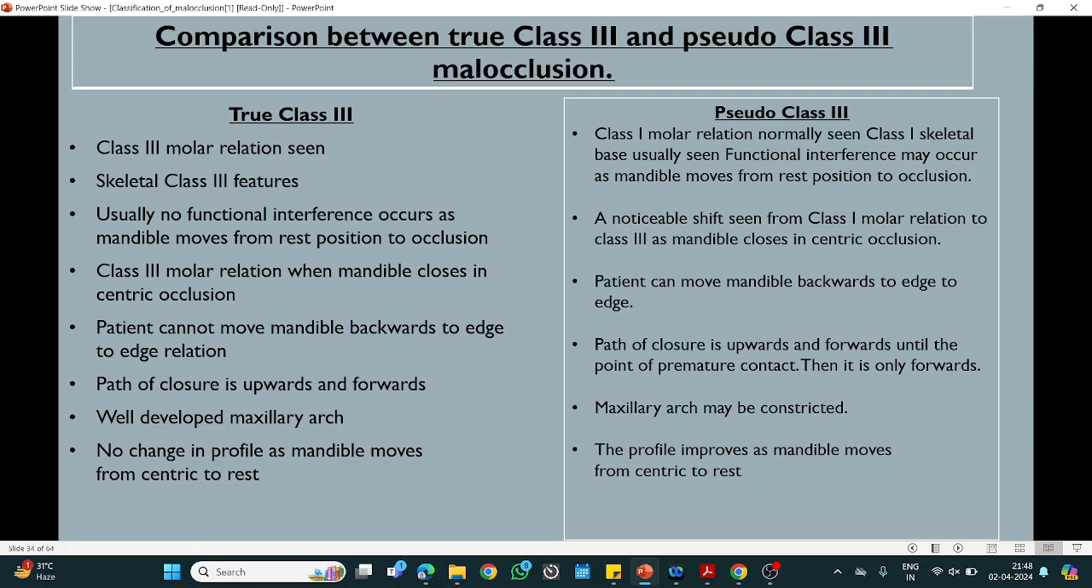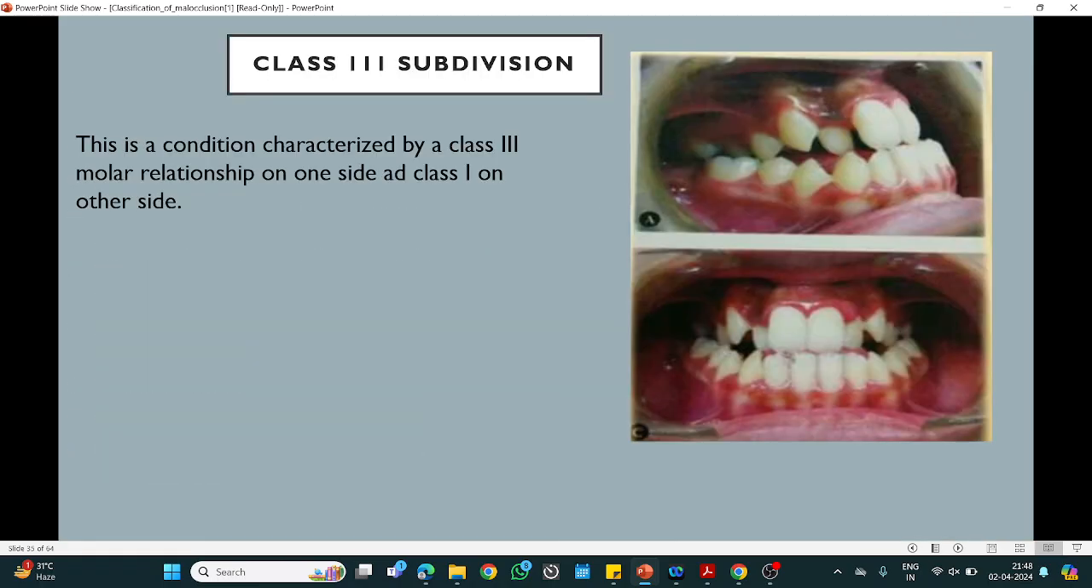Then the maxilla is well developed in case of true class 3, whereas the maxillary arch may be constricted in pseudo class 3. There is no change in profile as the mandible moves from centric relation to rest in true class 3, while in pseudo class 3, the profile improves as the mandible moves from centric to rest. Class 3 subdivision is a condition which is characterized by class 3 molar relation on one side and class 1 molar relation on the other side.